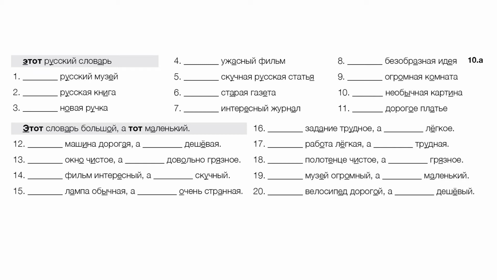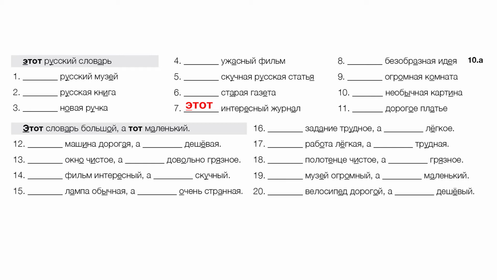2: This Russian book, feminine, эта русская книга. 3: this new pen, feminine, эта новая ручка. 4: this terrible movie, masculine, этот ужасный фильм. 5: this boring Russian article, эта скучная русская статья, feminine. 6: this old newspaper, эта старая газета. 7: another masculine, an interesting magazine, этот интересный журнал.